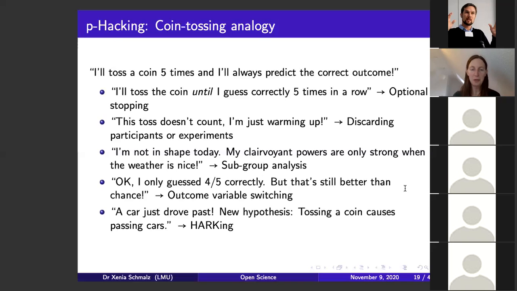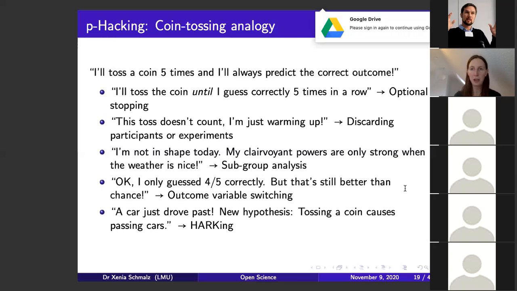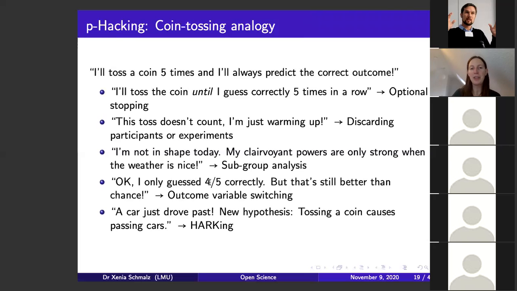The other way to cheat is to switch the outcome variable. So let's say you are running an intervention on IQ, and your intervention is supposed to increase IQ, and just in case, you gave the participants 5 different IQ tasks. So there is one that you expect to be the best. You originally plan to analyze that, but then you don't find a significant result, and then you switch to another variable. So I said at the beginning that I will toss the coin 5 times, and I'll always predict the outcome. But maybe I'll find that I guessed only 4 out of 5 times correctly. And then I can say, okay, even though the initial hypothesis didn't work, this is still higher than chance. This is still bigger than 2.5. So I still win.